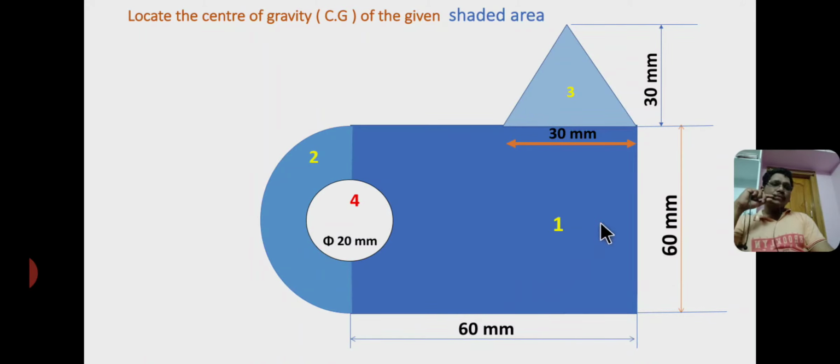First of all, the given figure is split up into 4 sections, that is first one is a square, second one is a semicircle, third one is a triangle, and fourth one is hollow circle. So please remember, you have to consider positive sign for solid areas and negative sign for hollow areas. So the area 1, area 2, area 3 are solid, but area 4 is hollow, so you have to consider negative sign for area 4.